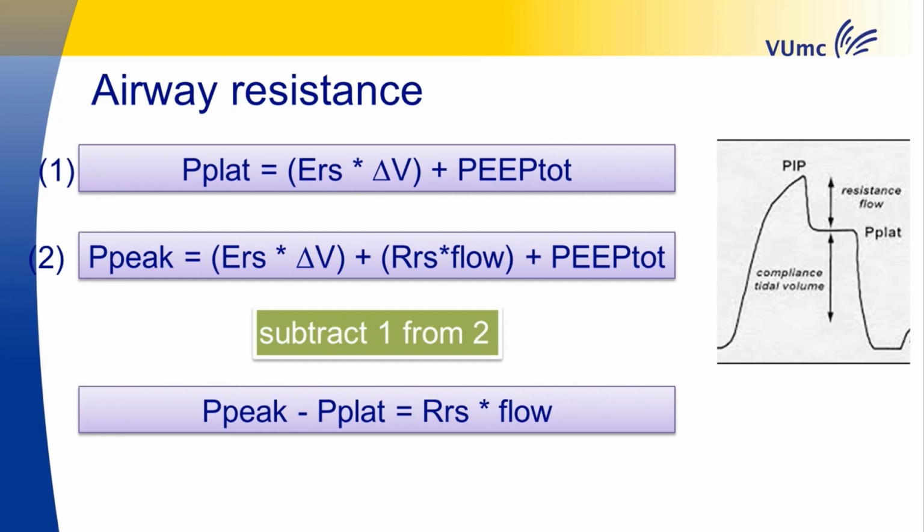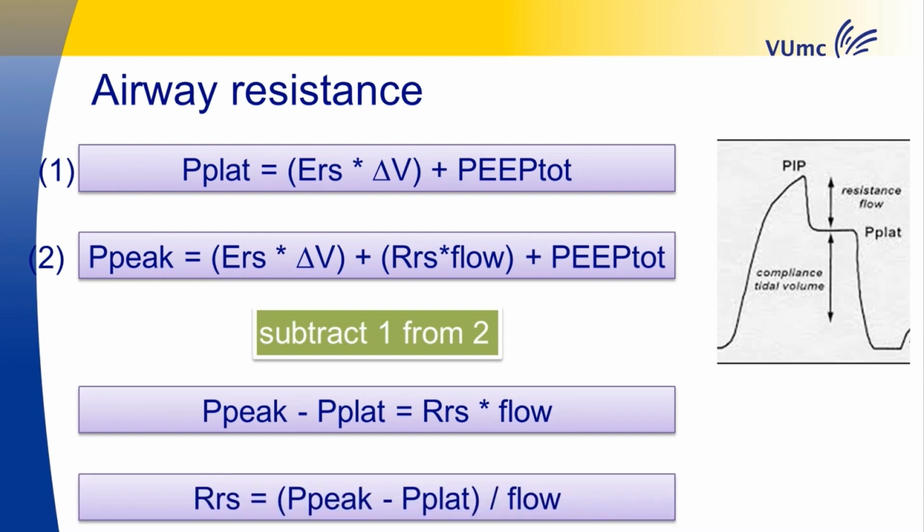So we get rid of this, we get rid of the PEEP, so we only have the respiratory resistance times flow. Therefore, if we reorganize this formula, the resistance of the respiratory system can be calculated as peak pressure minus plateau pressure divided by flow. Of course, it's very important that you can only calculate this in a patient in a constant flow mode, so only in a patient on volume control, because the flow has to be the same throughout the whole inspiration.